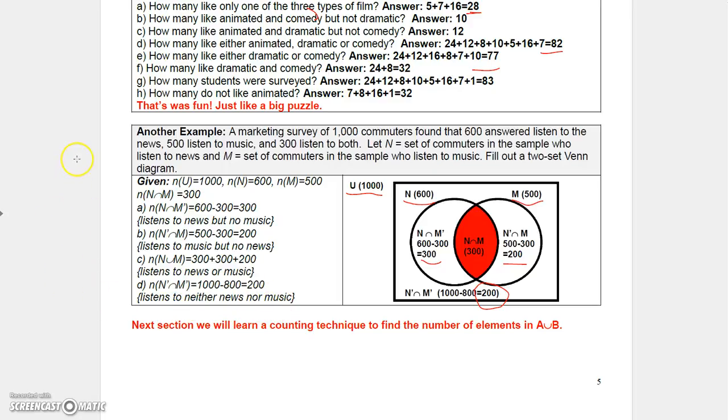Okay, so now that pretty much ends the discussion on sets and Venn diagrams, and we'll move into counting techniques in the next section.